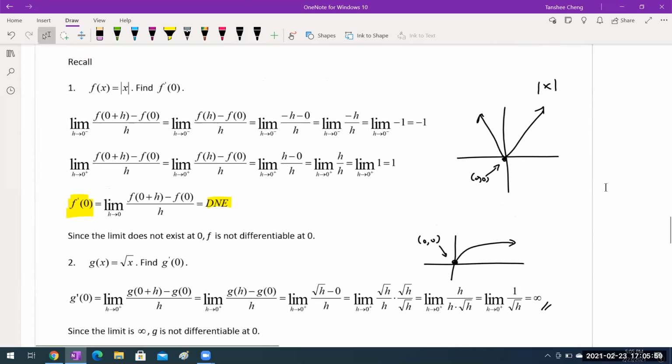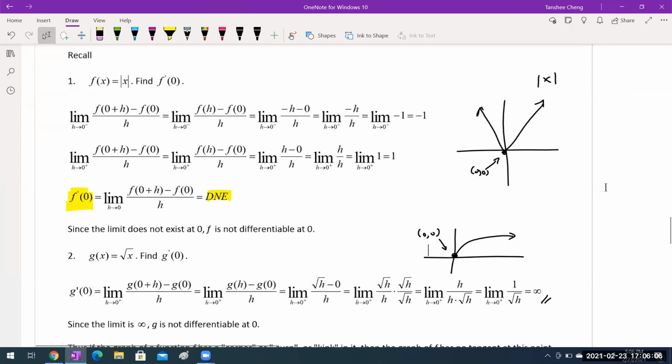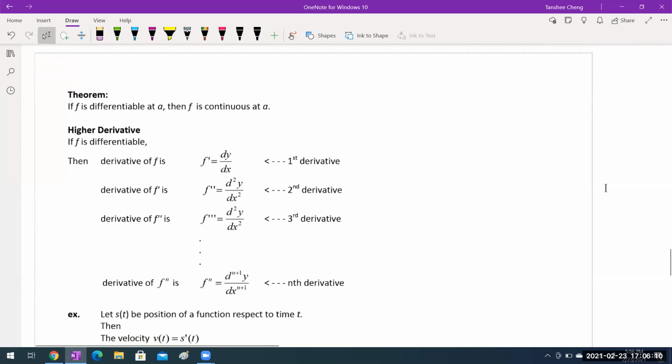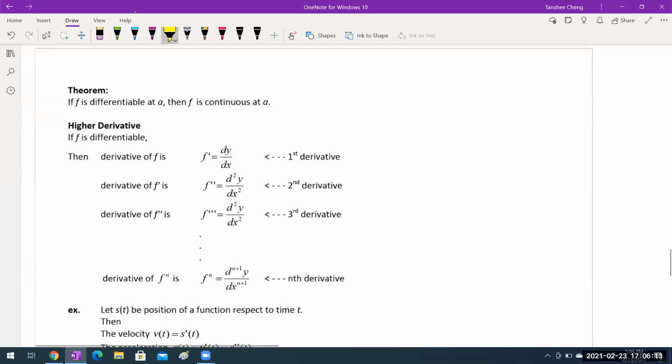So the function being continuous doesn't mean that it is differentiable everywhere. However, the other way around is true. If f is differentiable at a, then f is continuous at a. That is true, because if it is differentiable, meaning the limit exists, then for sure the function will be continuous as the function is defined.